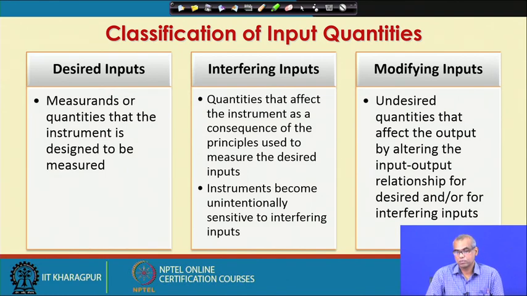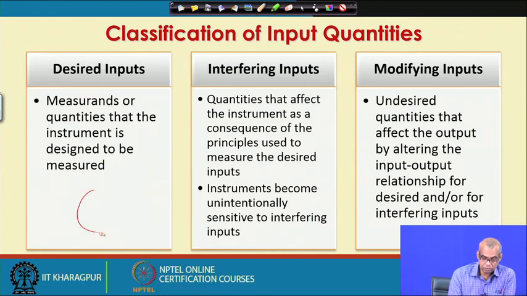Then there are modifying inputs. Again, modifying inputs are undesired inputs. So, these are undesired quantities that affect the output by altering the input output relationship for a desired and or interfering input. Just now we learnt about the transfer function. So, this is the transfer function of an instrument. We have input signal here and we have output signal here.